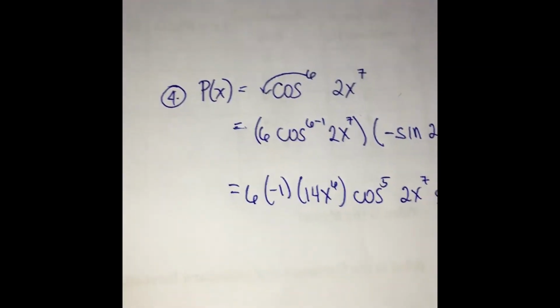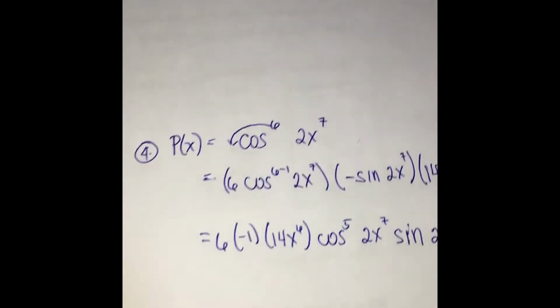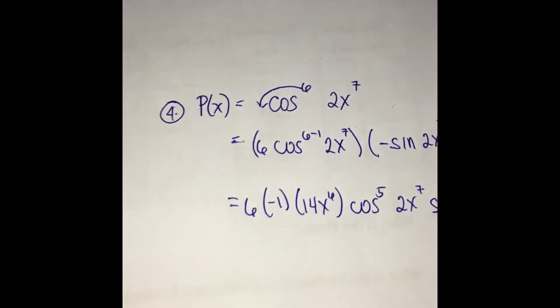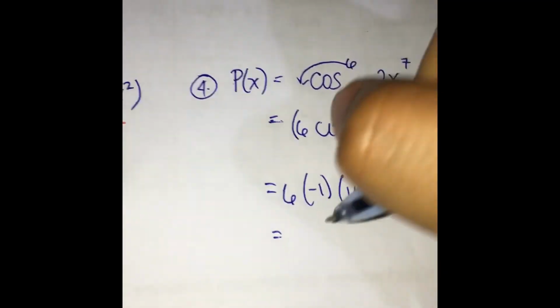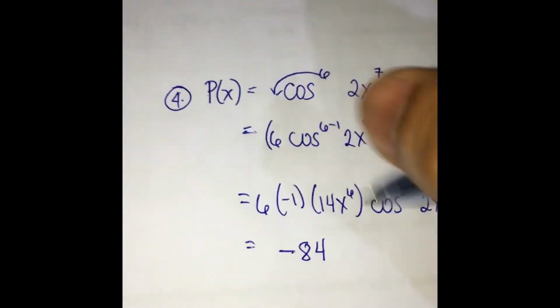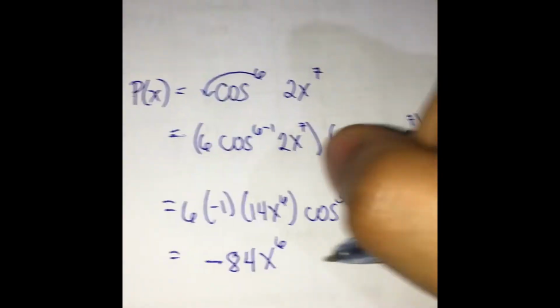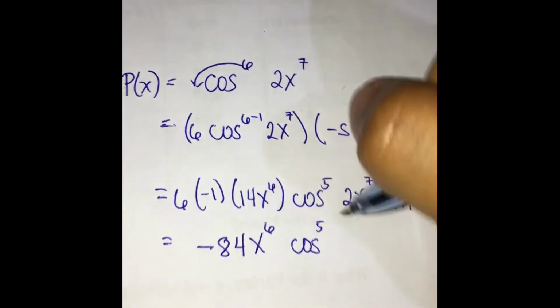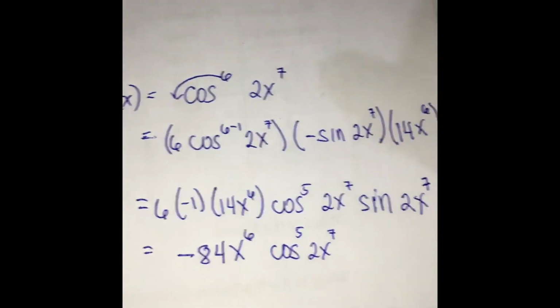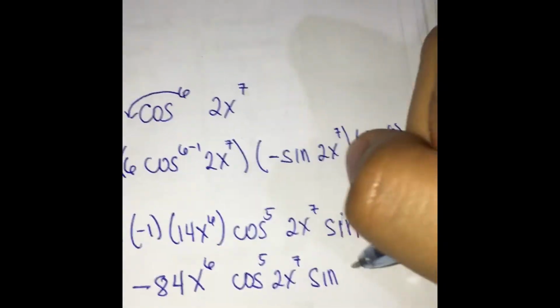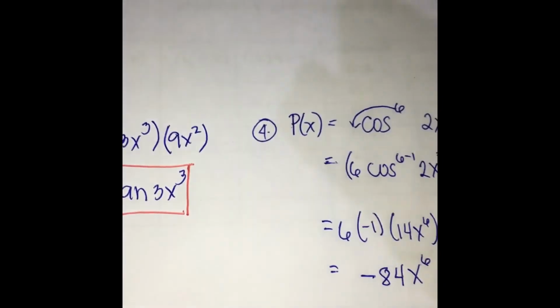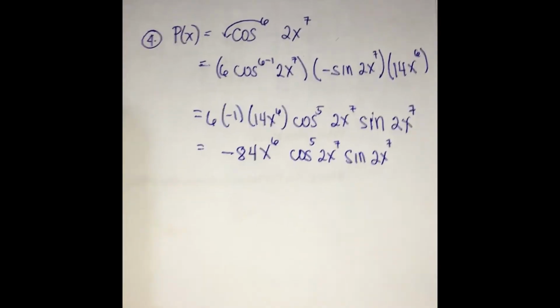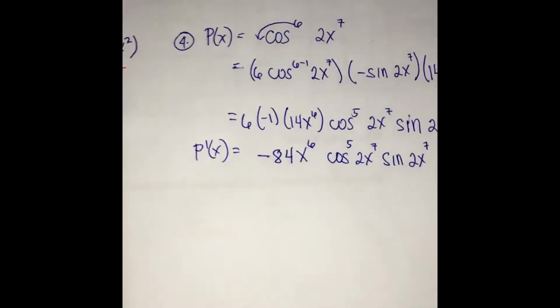6 times negative 1 is negative 6. And negative 6 times 14, we have 84. Negative 84, x raised to 6. Cos to the 5, copy the base, 2x raised to 7. Sine, copy the base, 2x raised to 7. And this is now the derivative of your p of x. So, p prime x.